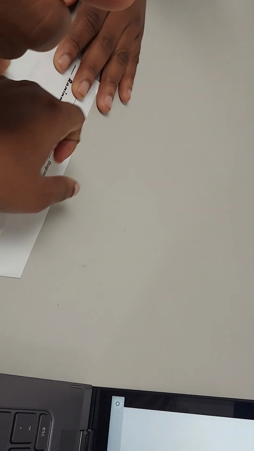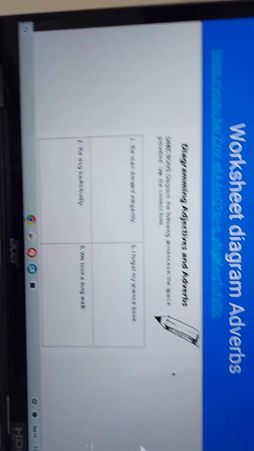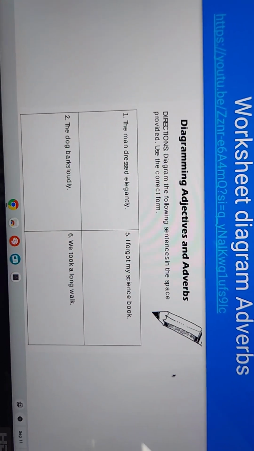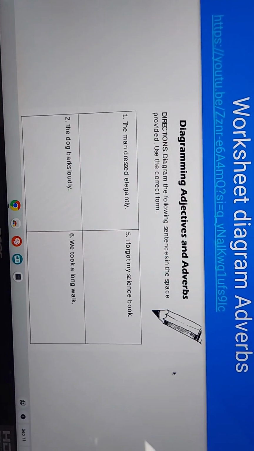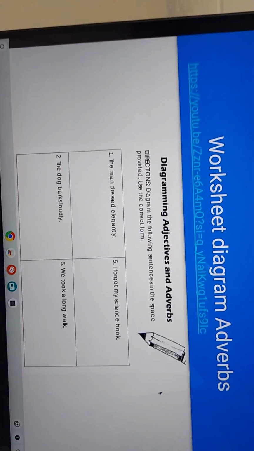And put a line in the middle. And just like in the video, put a slanted line underneath. Okay, now, right here where it says the man dressed elegantly, the subject is the man. And write man on your first line.